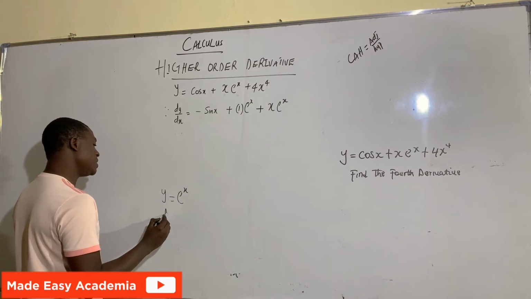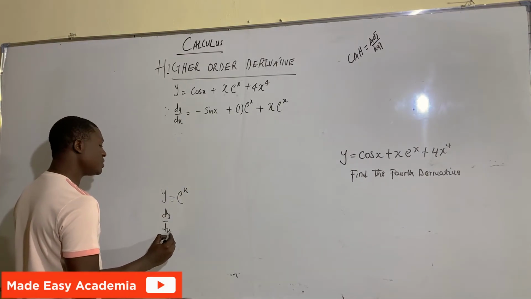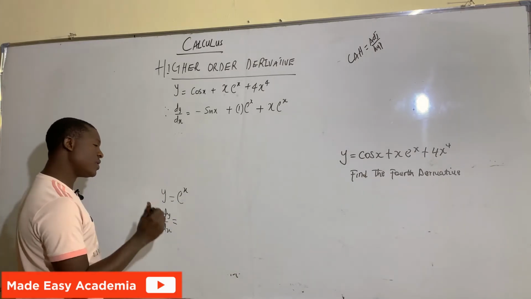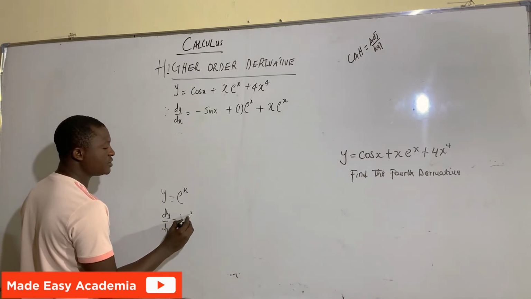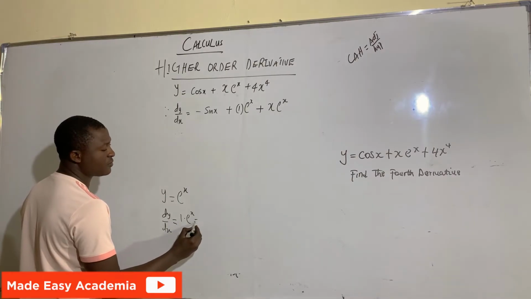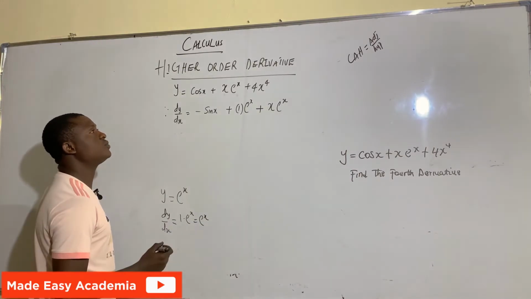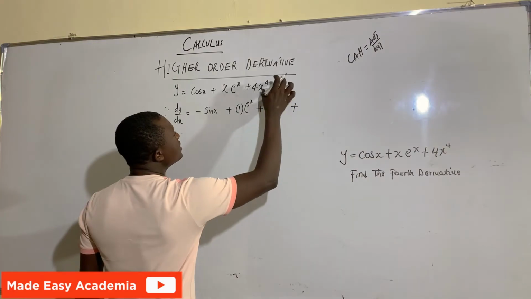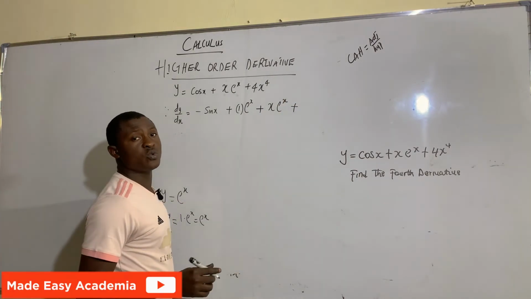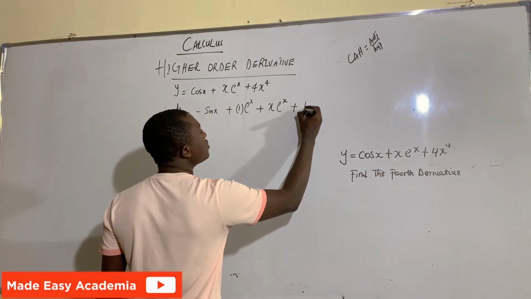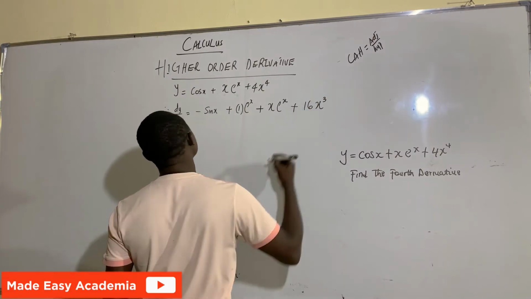Like this one, the differential of this is going to be, differential of x, we are going to have 1, then times e raised to the power of x. And if I have 1 times e, of course, we are going to have e raised to the power of x. Then plus differential of 4x to the fourth. What are we going to have? Yeah, we're going to have 16x cubed.